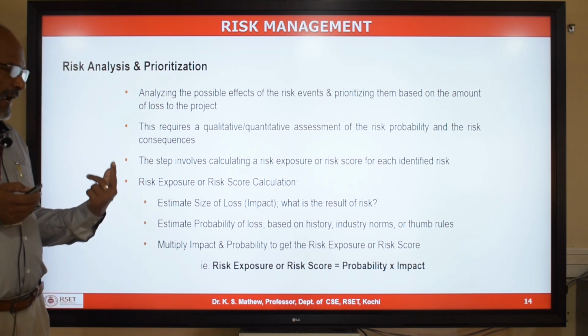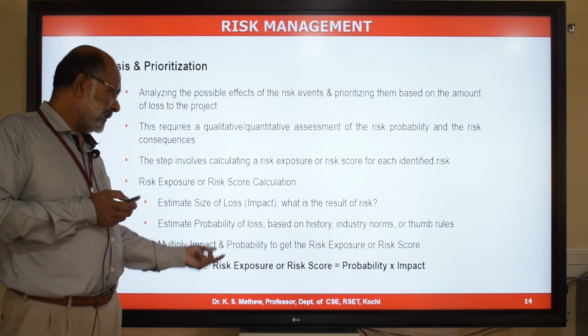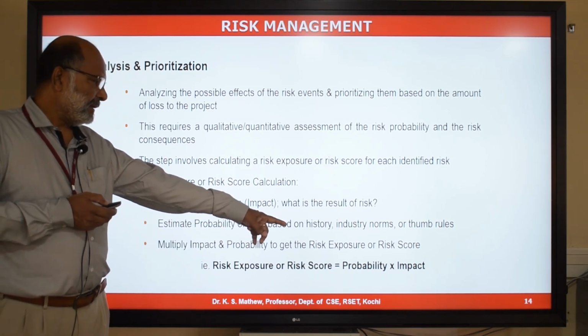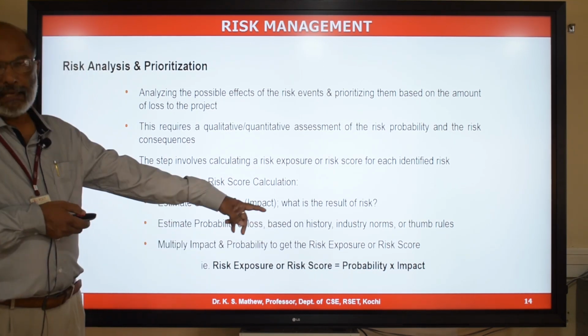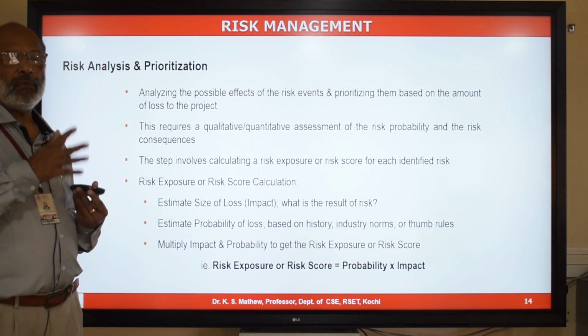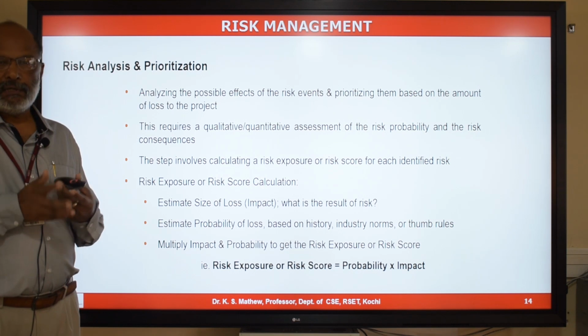Based on these two factors, you need to calculate something called risk exposure or risk score, which is a simple multiplication of probability and impact. Probability may be scored on a scale of 0 to 1. 0 means not at all.